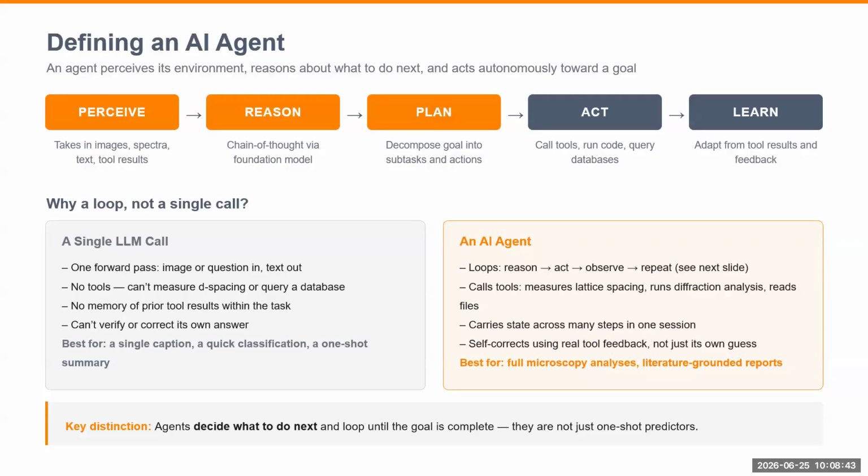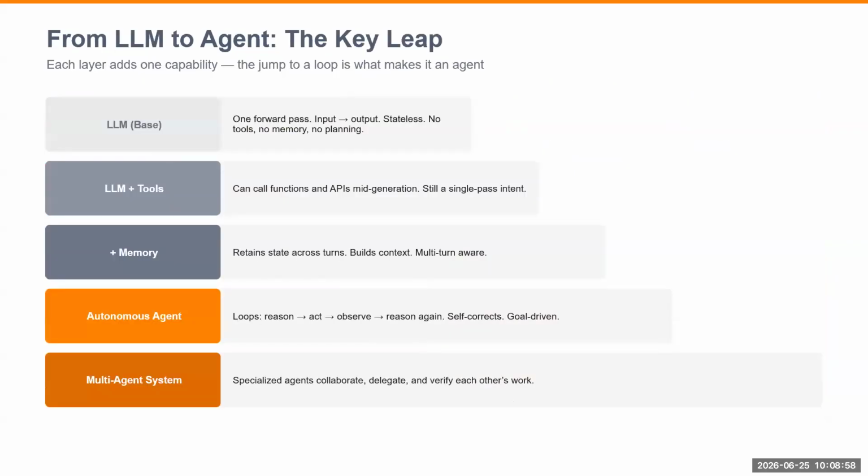And then the third thing that's actually really important is that an AI agent is able to verify or correct its own answer, right? So it's able to reason within itself and plan and act based on that. So that is just the overall agent workflow.